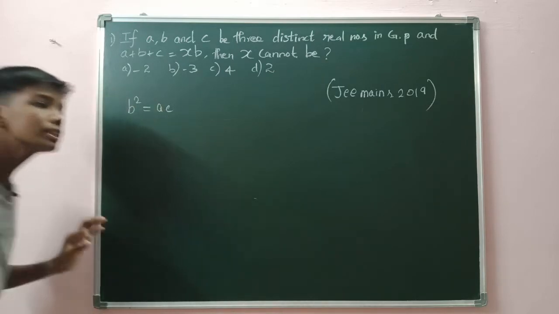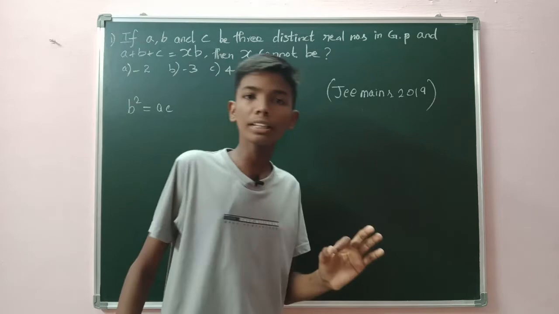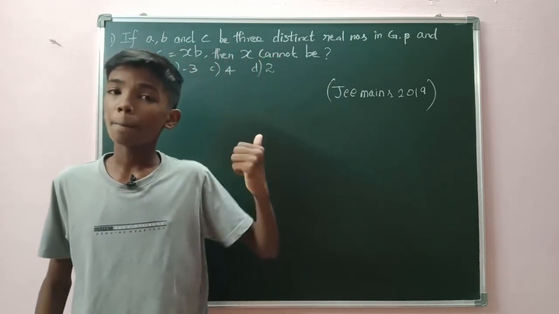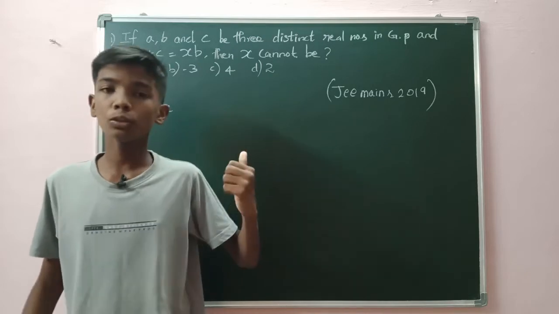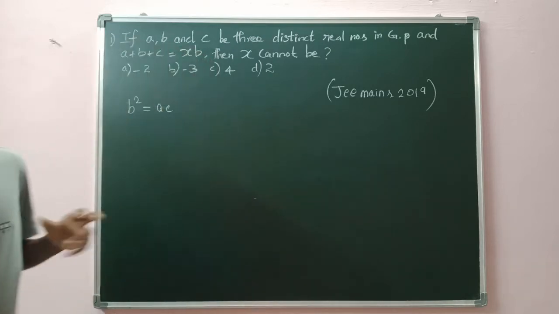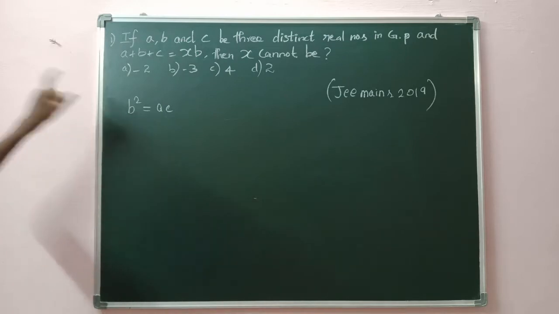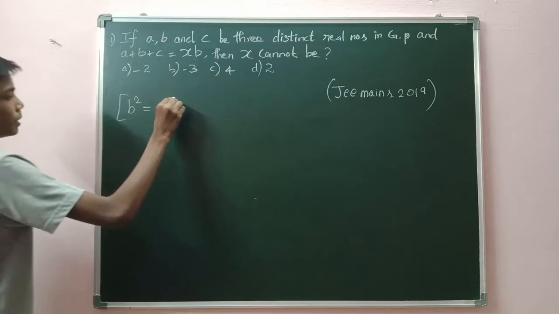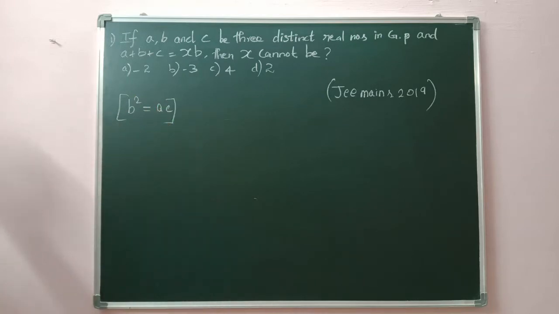And if you don't know this, you're supposed to go and revise your 11th standard, because this is the basic thing that you guys are supposed to know, which comes in the topic known as geometric progression. So B square is equal to AC is the condition if A, B, C are in GP.